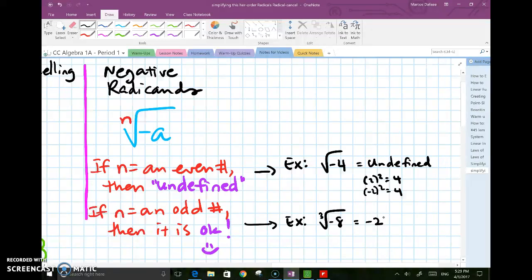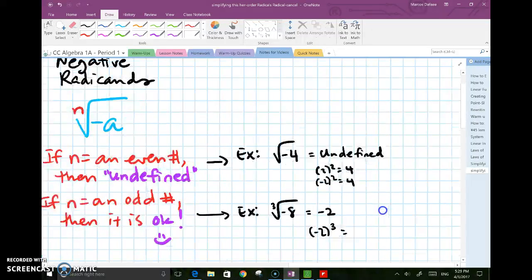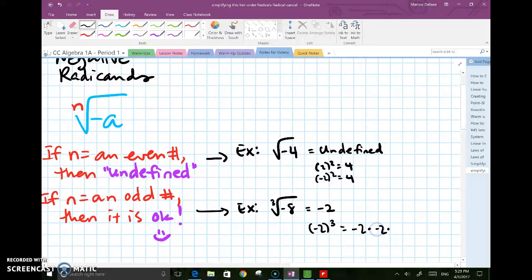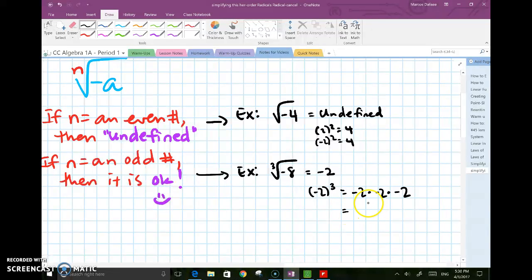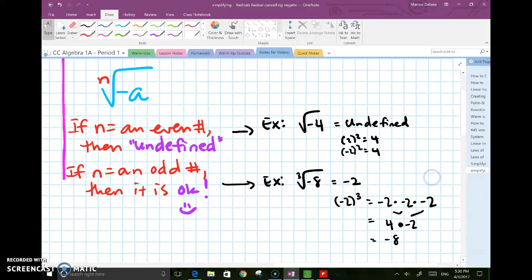And the reason is because if you were to cube a negative 2, like this, what you would get is negative 2 times another negative 2. And if you break this down carefully, what you should see is that these two negative 2's produce a 4, but when you introduce that last negative 2, multiply times negative 2, what you get is the negative 8, and that is your radicand over there. So it is possible to have a negative radicand when you have a higher order of an odd number. Okay, so just bear that in mind.